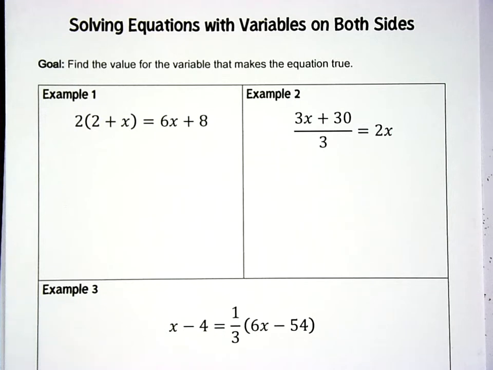So there's a few different steps and processes that we can go through to solve these equations, and we'll go through a few of them. So for example 1, we have 2 times the quantity of 2 plus x is equal to 6x plus 8. One common step that many of us might take to start is to use the distributive property to simplify the left side of that equation.